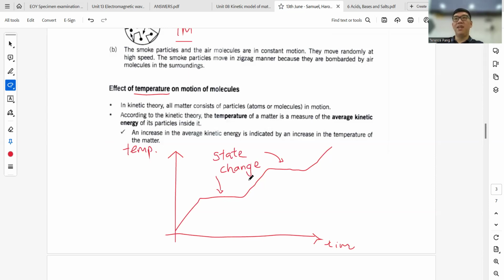So the reason why there's a flat line is because there's a state change. So what you're experiencing here is the melting. Oh, wait. Turn this. Yeah, there we go. Okay. Oh, that could work better for you. Yeah. This is the melting and this is the boiling. That's why there's a state change.